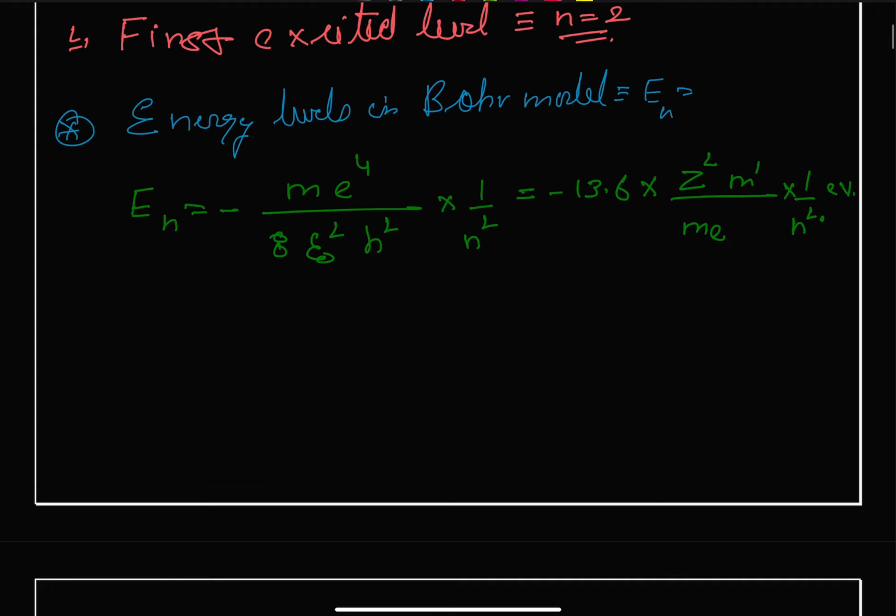And for a hydrogen like atom, we can say that the value of z will be equal to 1, and we are given that the mass of our particle, that is m prime, is our mass of particle. This is equal to twice the mass of the electron.